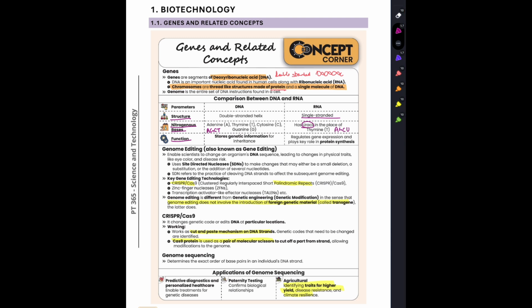DNA stores genetic information for inheritance. RNA regulates gene expression and plays a key role in protein synthesis. So the central dogma of genetics is DNA to RNA to protein. So this is the central dogma.